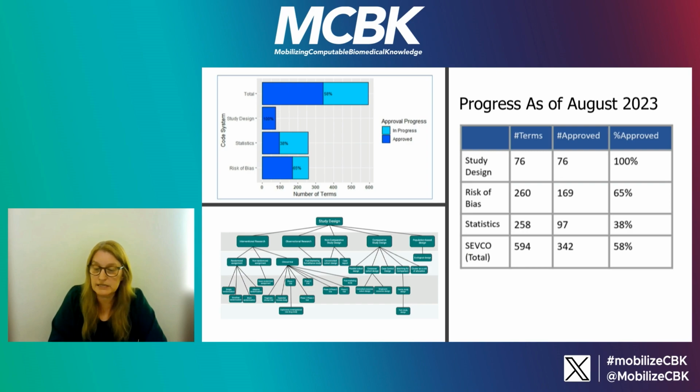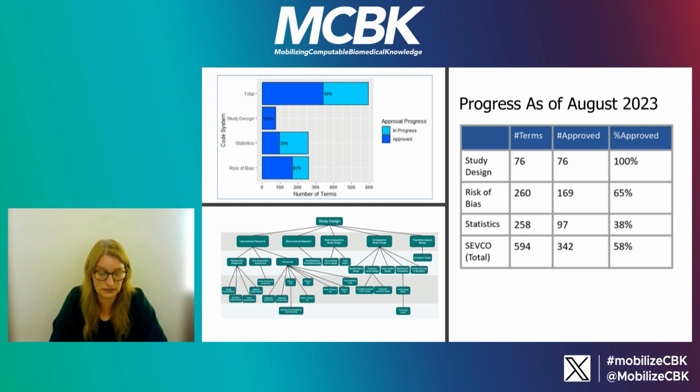The statistics section has 258 terms, 97 of which have been defined and approved so far, and so it's 38% complete. And the risk of bias section has 260 terms, 169 of which have been defined and approved, and so it's 65% complete. And we also have some real-world implementation already of the study design code system.